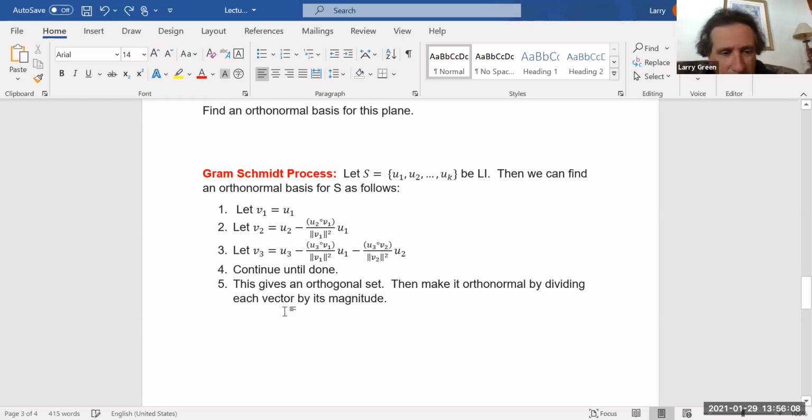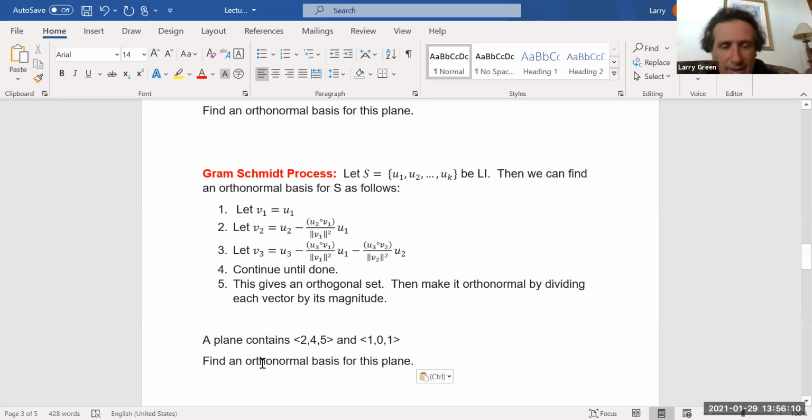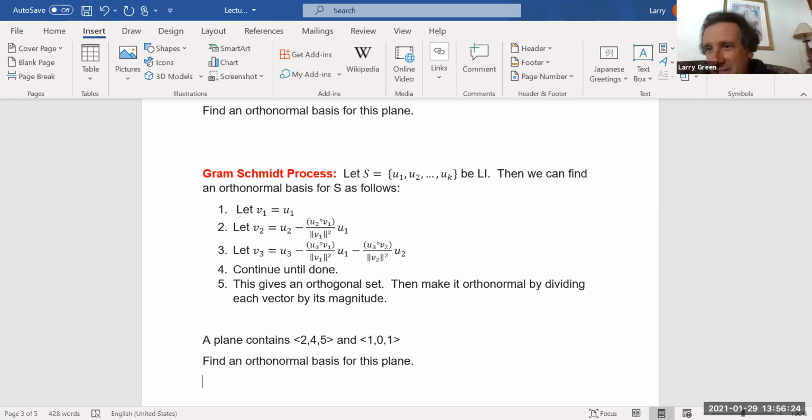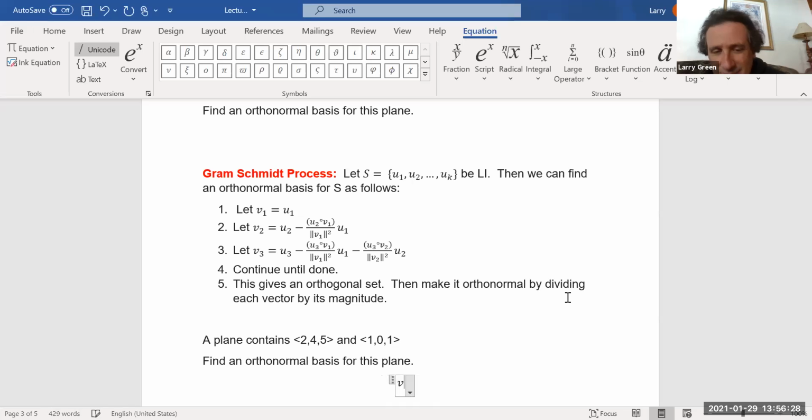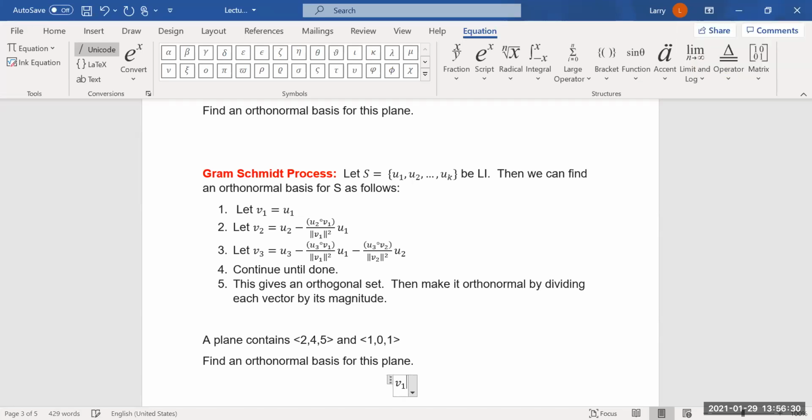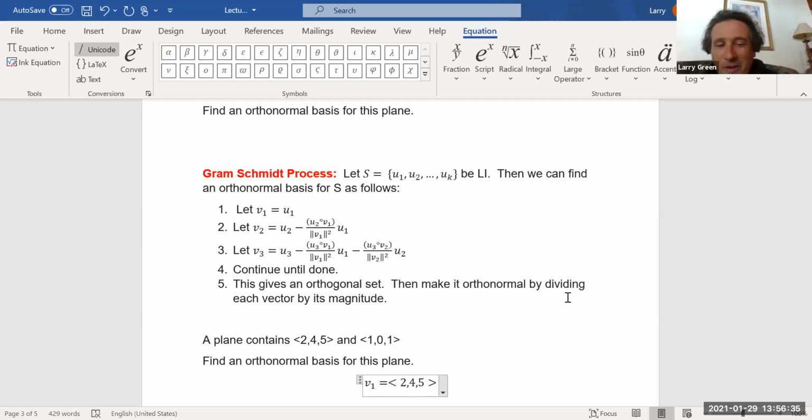Oops, that didn't work. Let's try again. There we go. All right. So what is V1? This is step one. Step one is easy. If you can't do step one, then you're totally lost. V1 is U1, which is 2, 4, 5. That's supposed to be very easy. You just let V1 be the first vector. Got it?